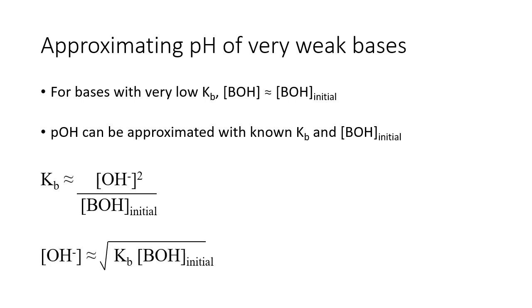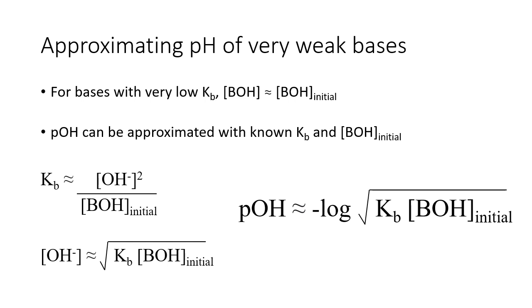We would then rearrange the equation to get the concentration of OH- is approximately the square root of the Kb multiplied by the initial concentration of base. Next, we can plug this into the equation for pOH to get the negative log of the square root of Kb times the initial base concentration. And finally, we would need to convert this pOH value into a pH by subtracting it from 14.